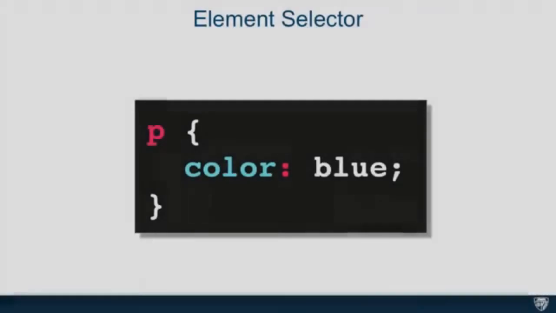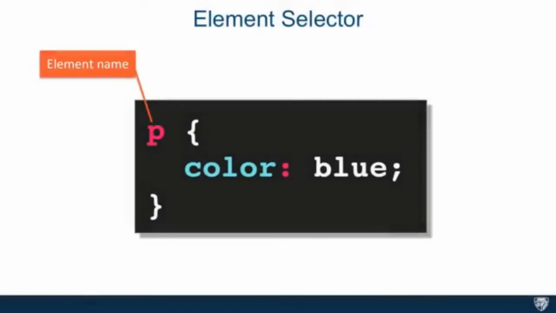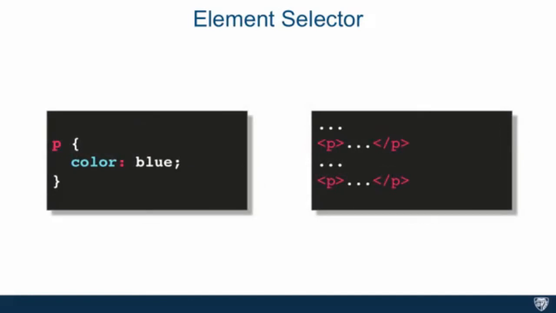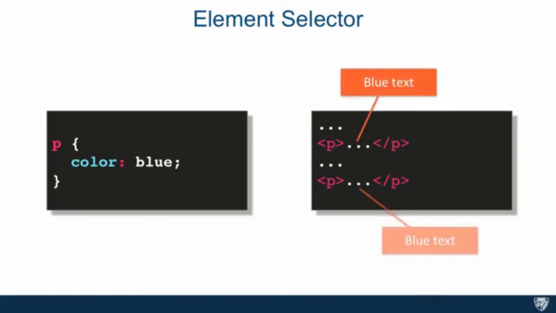In this lecture, we're going to talk about three different types of selectors: element, class, and ID selector. First, the element selector. The element selector is just you specifying the element name. For example, in this case, P for paragraph says that every paragraph in our HTML document should be colored blue. As an example, if we specified P paragraph and color blue, that means every paragraph in the HTML document will have its content text be blue.